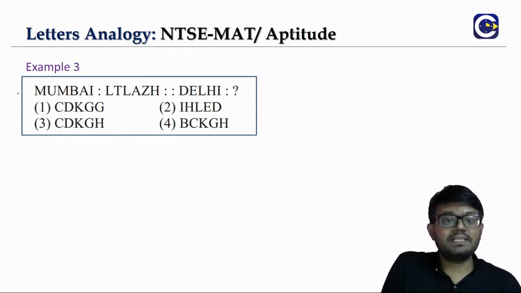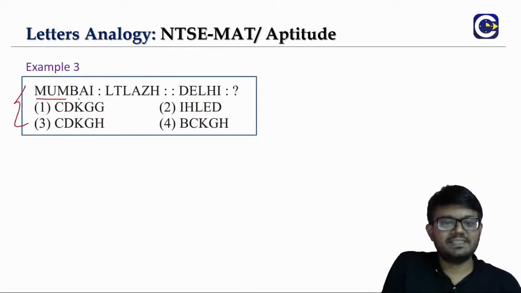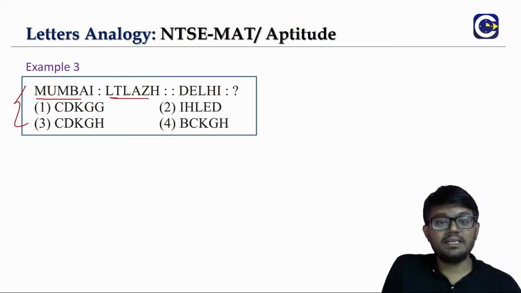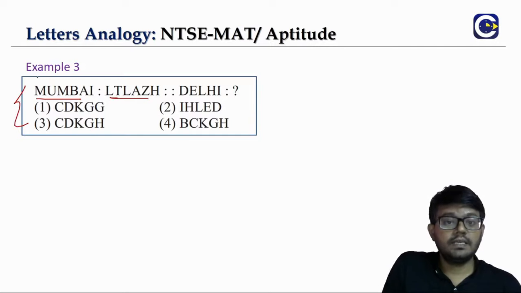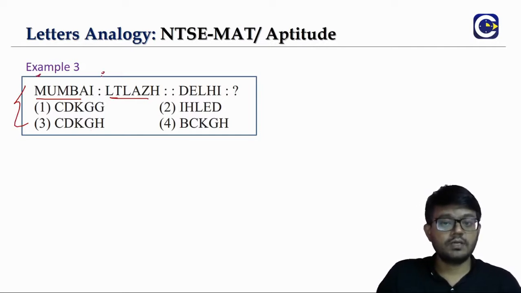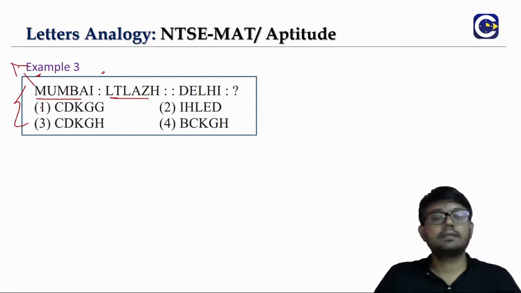So next we will go to example 3. Example 3 is Mumbai. So this is about the names of the places. But here it is not about that. It is about the analogy between the letters only. Mumbai is related to LT, LAZH. So we have to see M and L. What is the relation? KLM means we are going one step back.